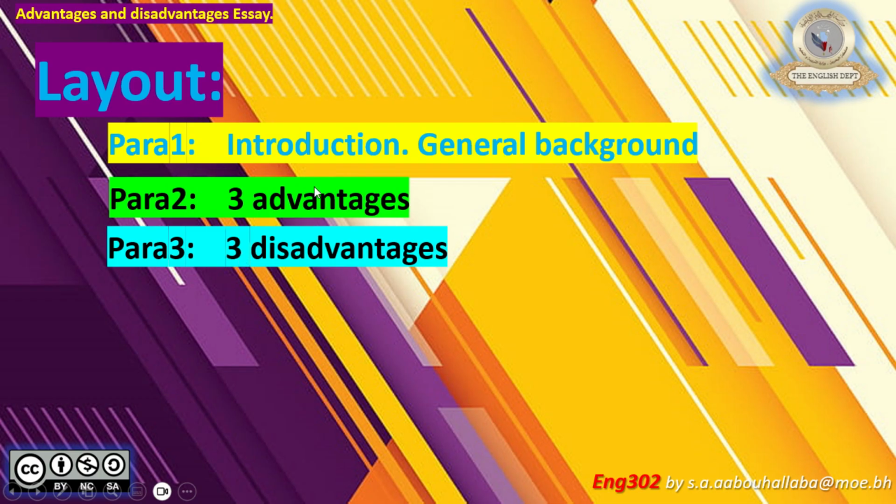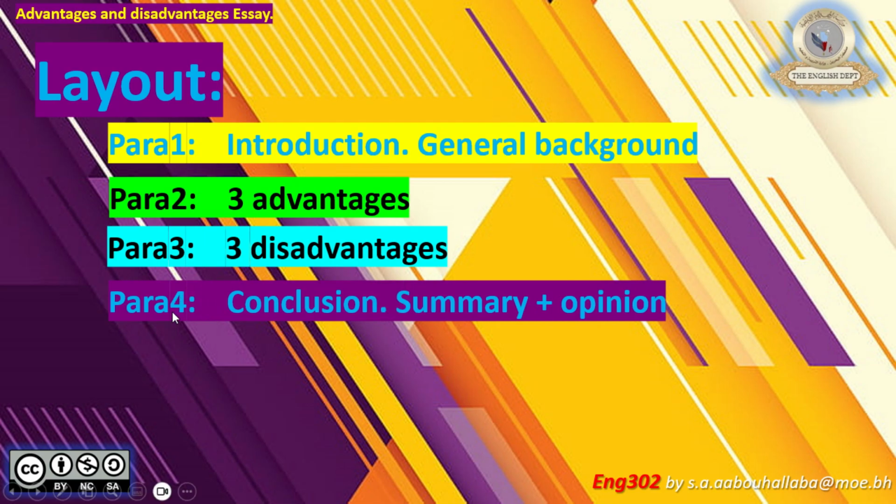In case you are for the advantages, you can make this only 2 disadvantages, but you need to add more details about them. And finally, in the last paragraph here, you need a conclusion where you are going to give a summary of the whole topic, the advantages and the disadvantages, and give your opinion.